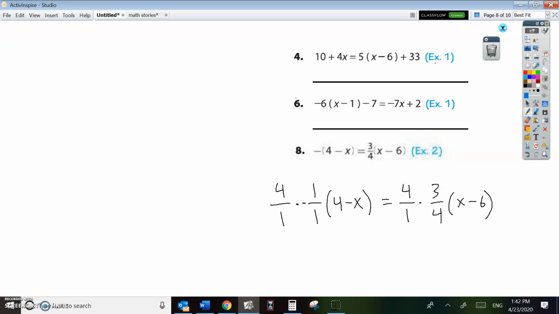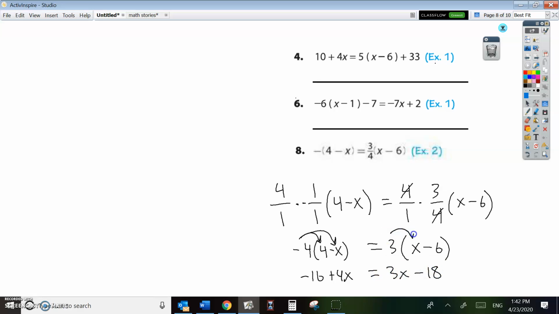Okay, 4 times negative 1 is negative 4. 4 minus x equals, and then these 4's cancel, so you have 3 times x minus 6. Negative 4 times 4 is negative 16. Negative 4 times negative 1x is plus 4x equals 3x minus 18. I distributed the 3 to the x and to the minus 6.